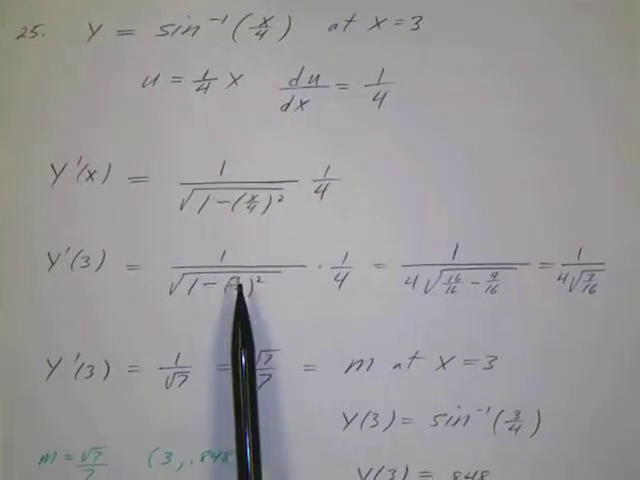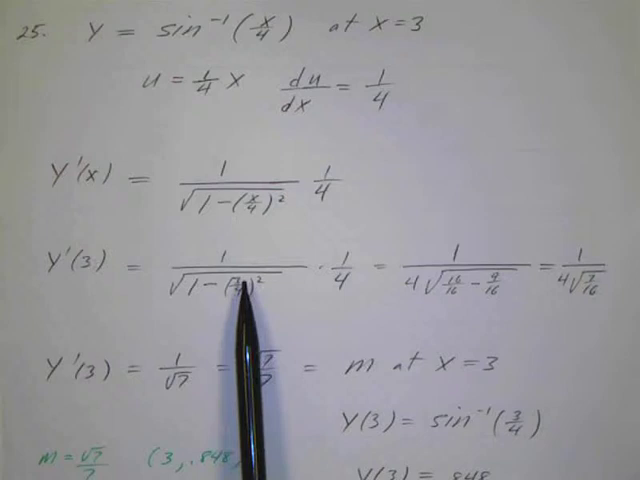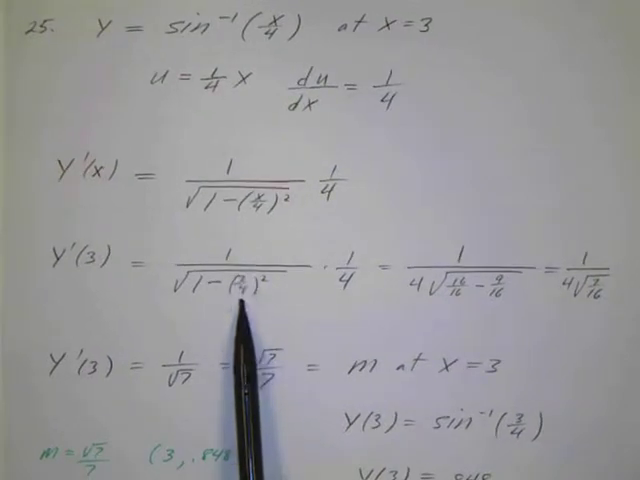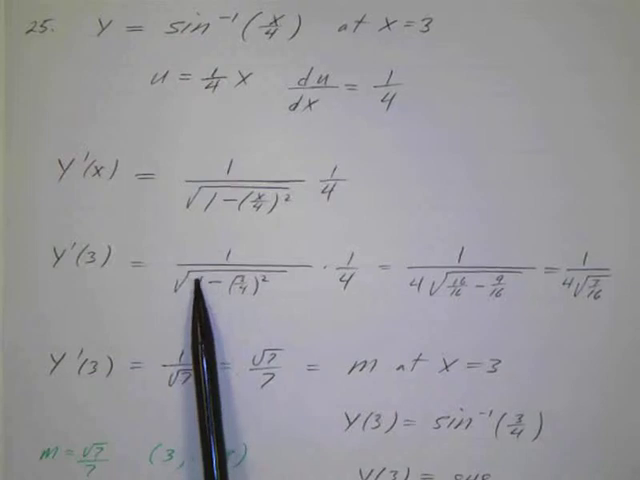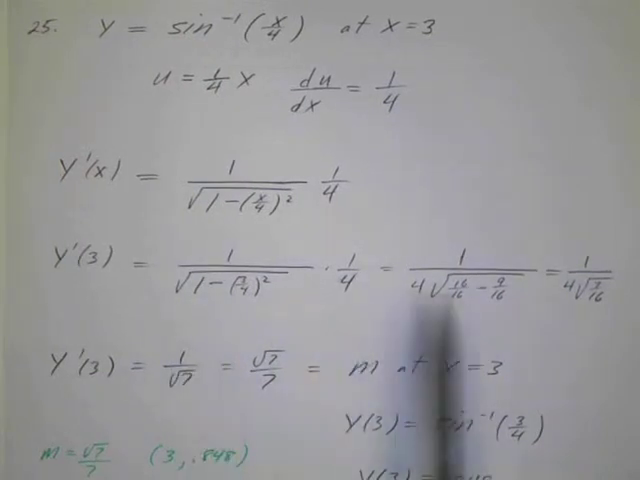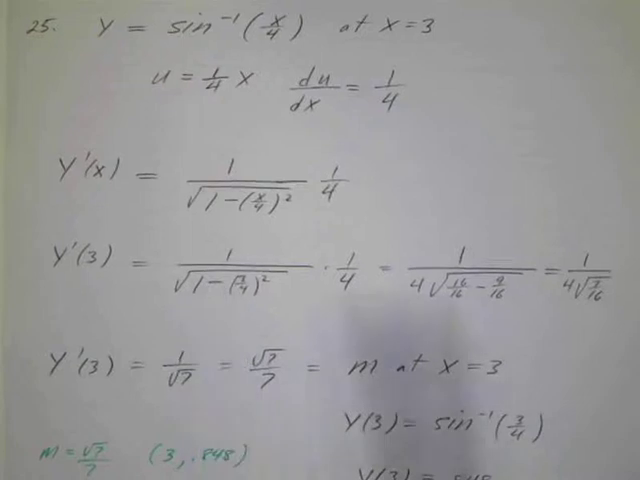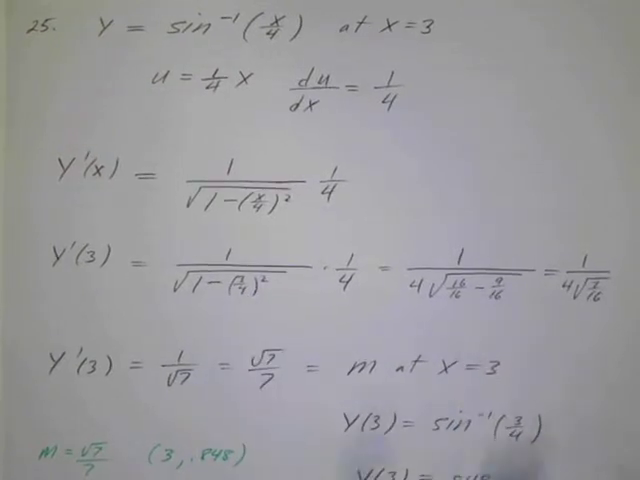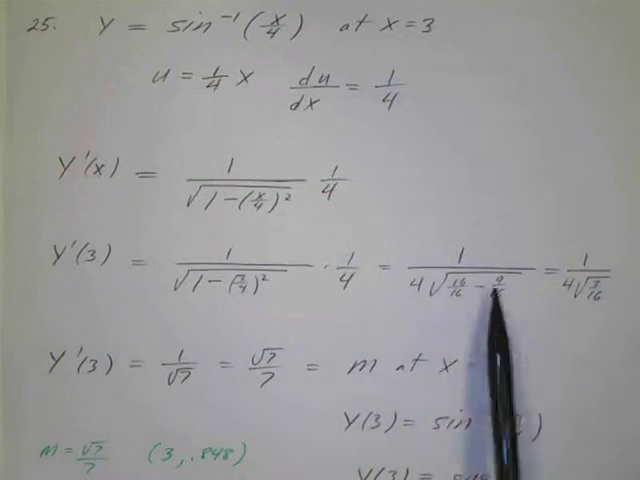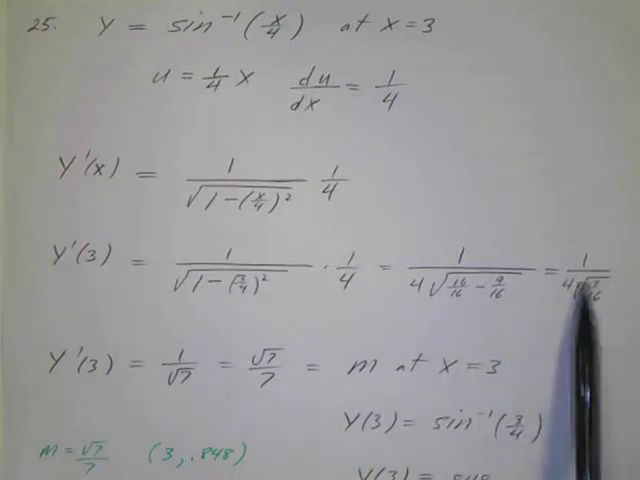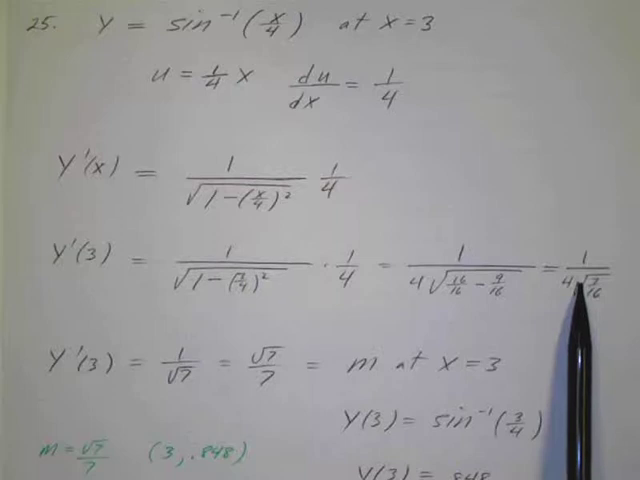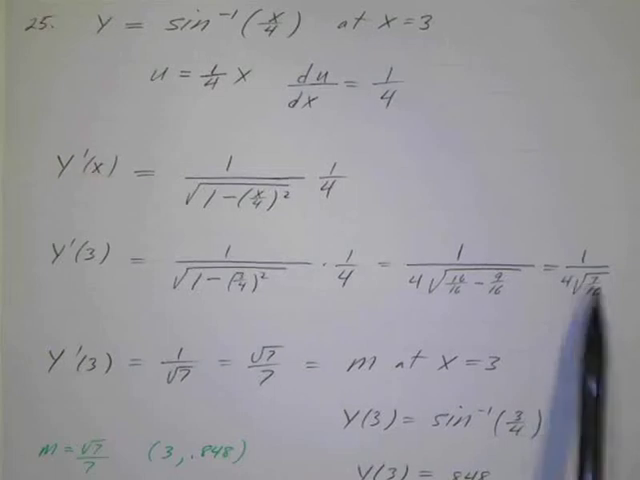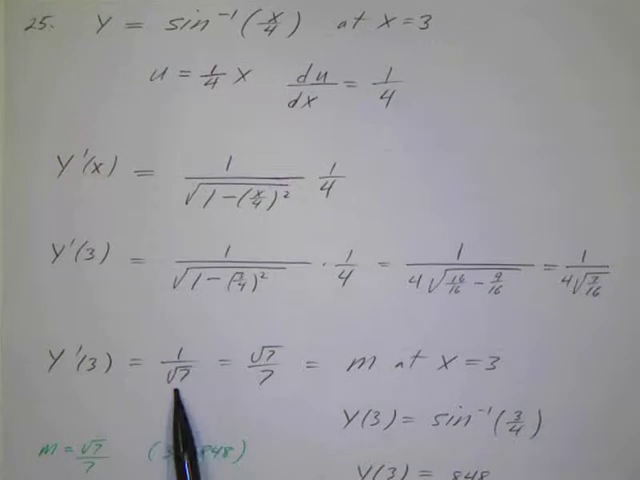All right? So I'll just put 3 in over here. And if I square 3/4, I get 9 over 16. So I'm going to try to combine these, so I'll make this 16 over 16. 1 is the same thing as 16 over 16 minus 9 over 16. And now 16 minus 9 is 7, so I have 7 over 16, and the square root of 16 is 4. So these cancel, and I just end up with 1 over the square root of 7.